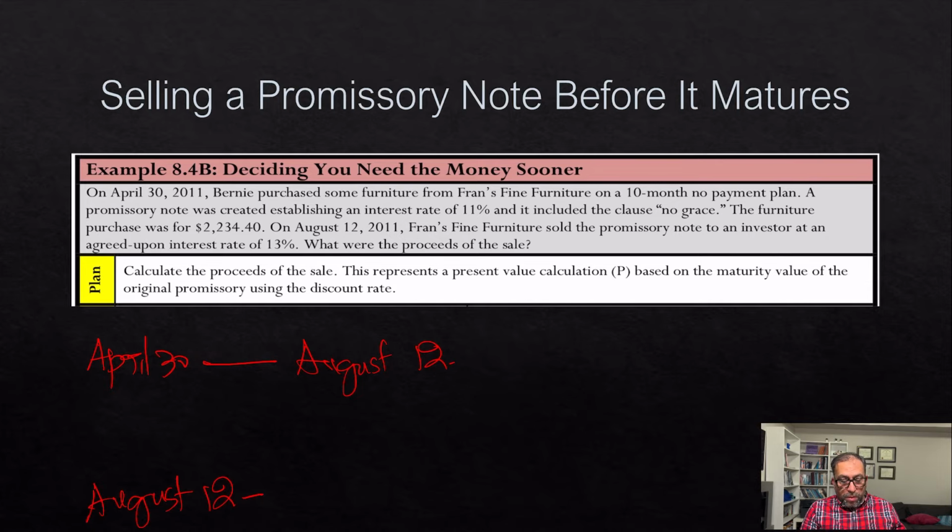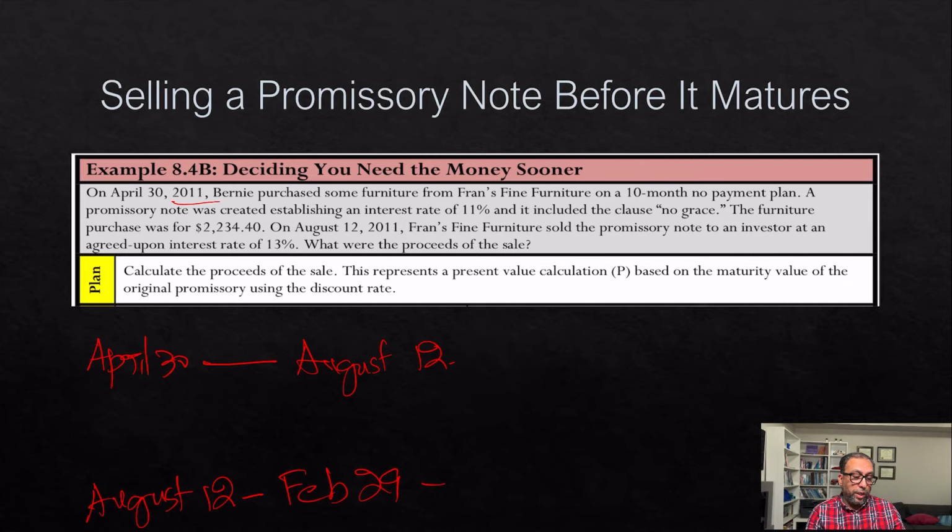Now, it's a 10 month promissory note, and it's written on April 30th. So May, June, July, August, September, October, November, December, and January. Again, May, June, July, August, September, October, November, December, January, February. So February is the tenth month, right? So February 29, because 2012 is a leap year.